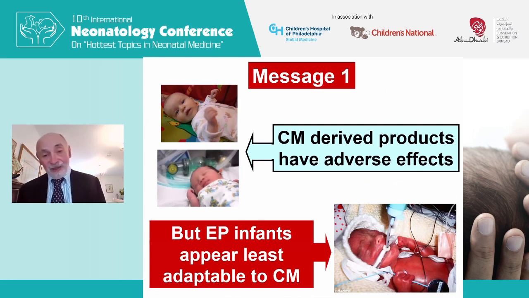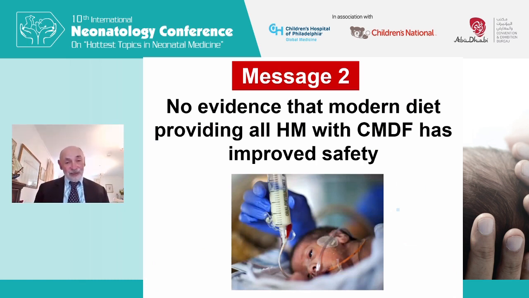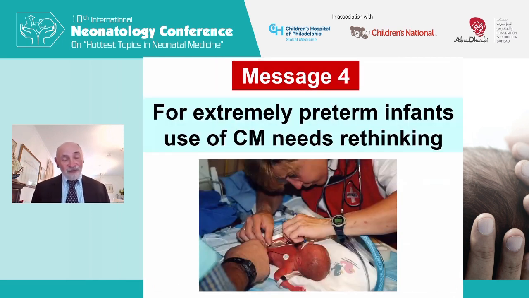So against that background, my first message is that cow's milk-derived products are generally recognized to have adverse effects. What is new about what I presented is that it's the extremely preterm infant that appears least adaptable to cow's milk, with a really major burden of morbidity. Secondly, so far we've not demonstrated any evidence that the modern diet providing all human milk with a cow's milk-derived fortifier has improved safety. The third point is that whether we look in the past or the present, the evidence suggests that excluding cow's milk is linked with less morbidity versus a diet including cow's milk. So my final message is this: cow's milk products are of immense value in neonatal intensive care, and we would never have been able to manage nutrition effectively without them. But for extremely preterm infants, the use of cow's milk needs rethinking. Thank you.